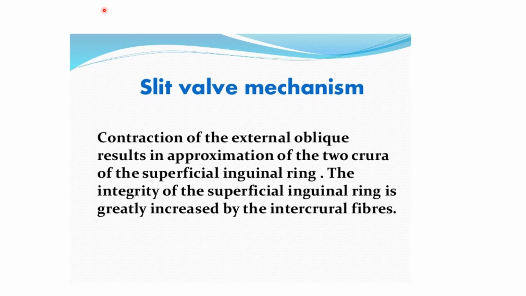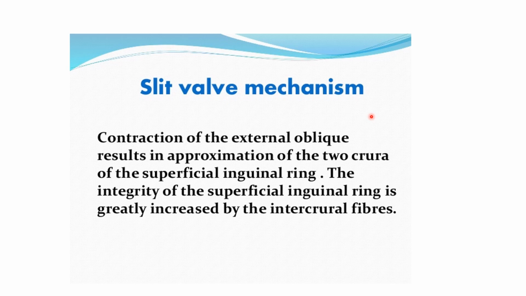So coming to the slit valve mechanism, contraction of the external oblique results in approximation of the two crura of the superficial inguinal ring. The integrity of the superficial inguinal ring is greatly increased by the intercrural fibers. As we studied earlier, the triangular gap in the external oblique aponeurosis is known as the superficial inguinal ring, and that opening had two crura, two margins, and a base. It was an obtuse angle triangle. The two margins of the triangle were known as the crura.